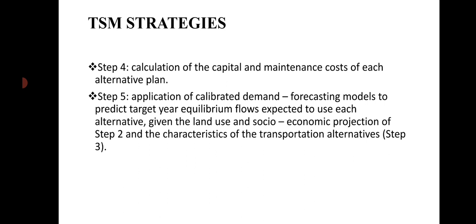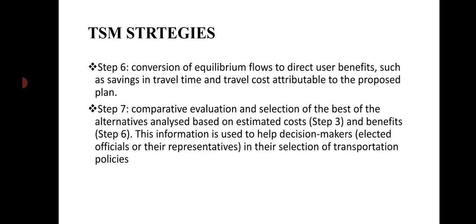So here we are actually doing the process of application of the calibrated demand forecasting model to predict the target equilibrium flows which are expected to use each of these alternatives. So though we suggest a lot of alternatives, whether people will adopt these particular alternatives and whether this is a viable alternative, all that will be studied in step 5. After that, next step is conversion of the equilibrium flows to direct user benefits such as savings in travel time and travel cost attributable to the proposed plan. So this flow will be converted to direct user benefits.